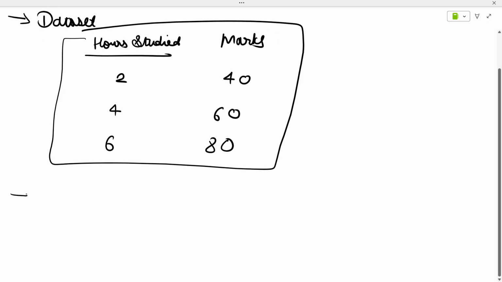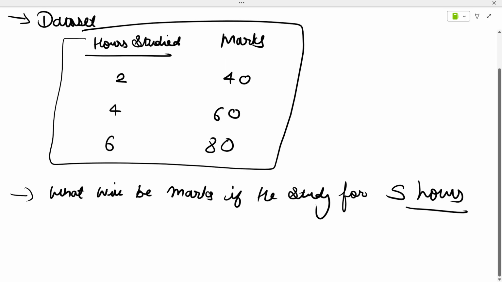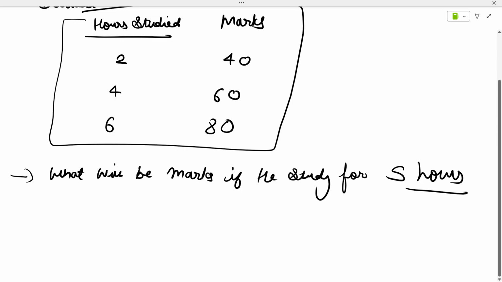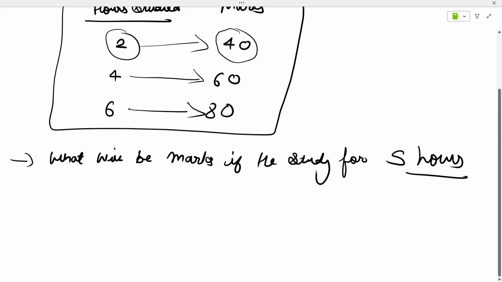Now I'm asking you one question. What will be the marks if he studies for 5 hours? How will you answer this question? What you will do is try to understand some pattern between the input, which is 2, and the prediction you want to predict, which is marks, 40. So the first pair is 2 to 40, the second pair is 4 to 60, and 6 to 80. How will we approach the problem?